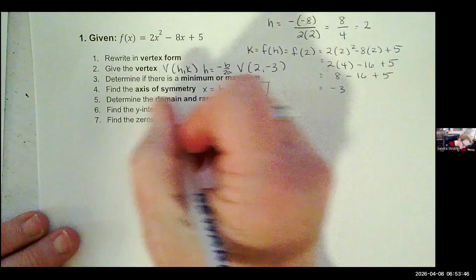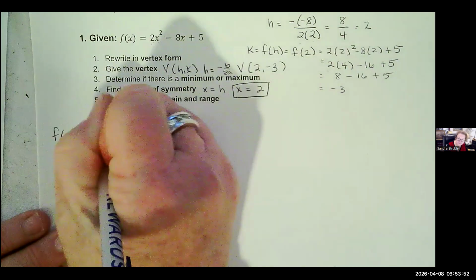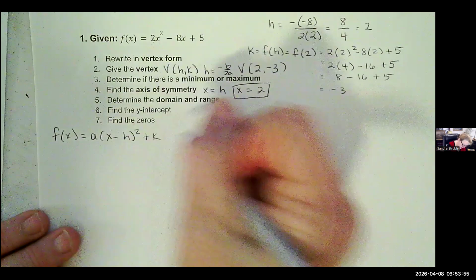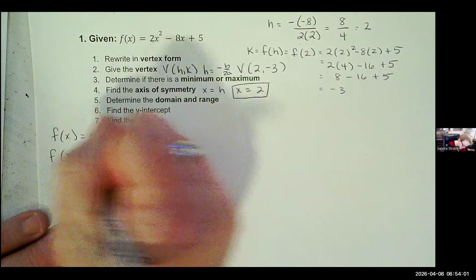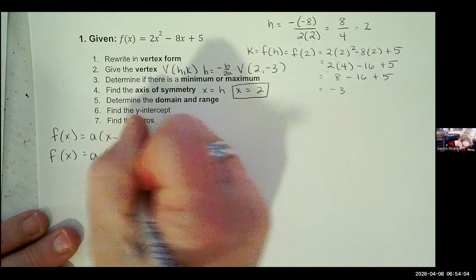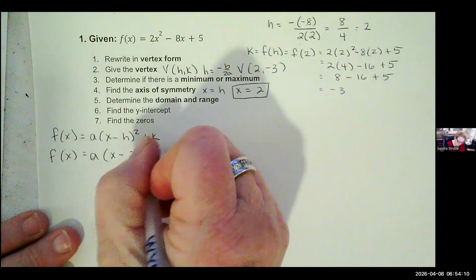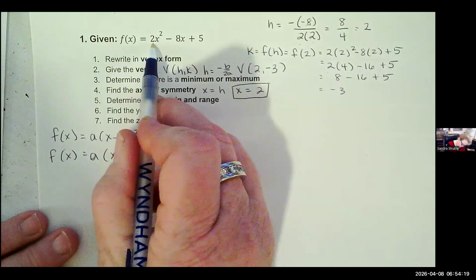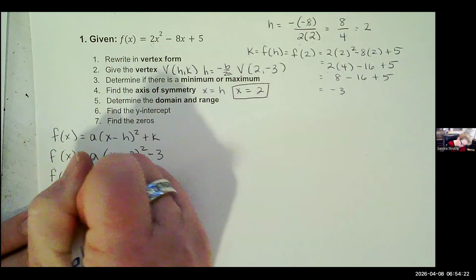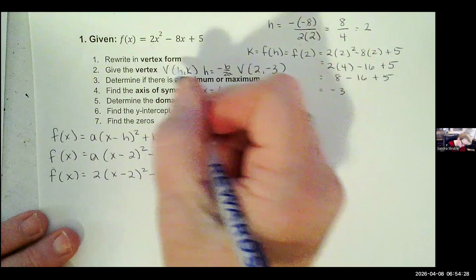All right, so let's go to the vertex form. f of x equals a times (x minus h) squared plus k. And that's provided to you up top as well. So f of x, we have to find a, x minus our h is 2, squared, and our k is negative 3. Now to find our a, we can look up here. It's right there. It's 2. No solving for that. All right, now we have our vertex form. That is number 1, that is done.